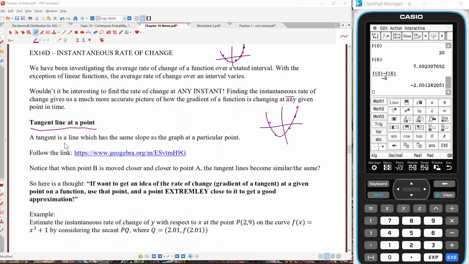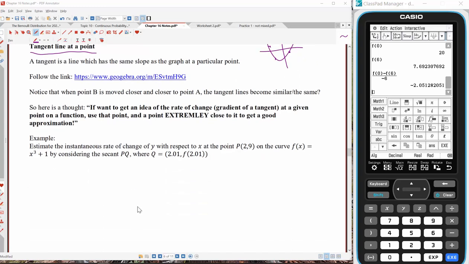Let's just see how this works. Notice that when point B is moved closer and closer to point A, the tangent line becomes the same. So here's a thought: if we want an idea of the rate of change or gradient of a tangent at any given point on a function, use that point and a point extremely close to it to get a good approximation. That's what we're going to do. Our first point is where we want the instantaneous rate of change, and the second point is just going to be extremely close to it.